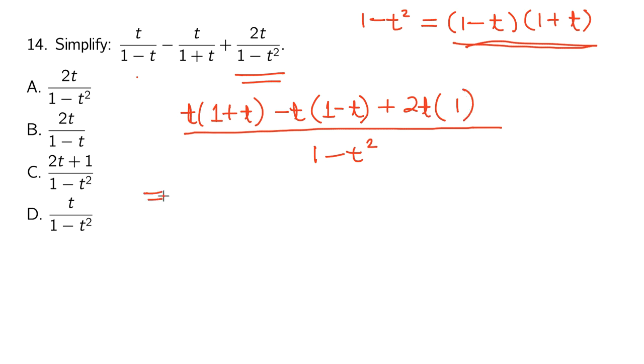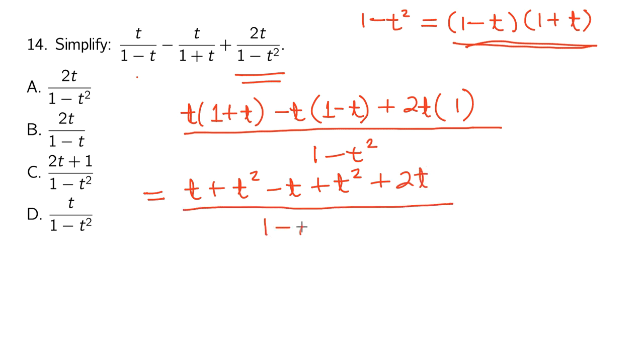Then you continue, you expand the numerator, you get t plus t squared minus t plus t squared plus 2t all over 1 minus t squared. Now what is this equal to? This t and minus t will cancel out. Then we have t squared plus t squared, which is 2t squared. Then we have 2t plus 2t over 1 minus t squared.